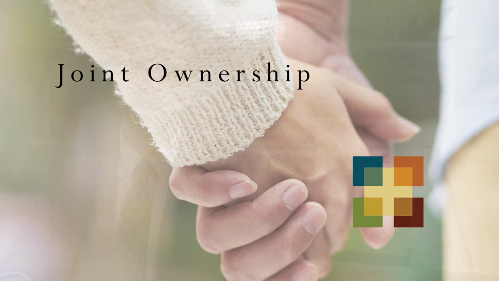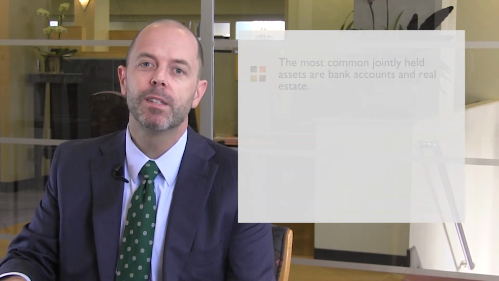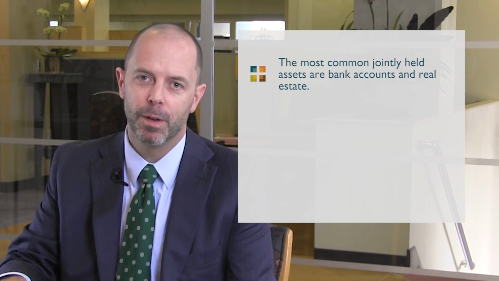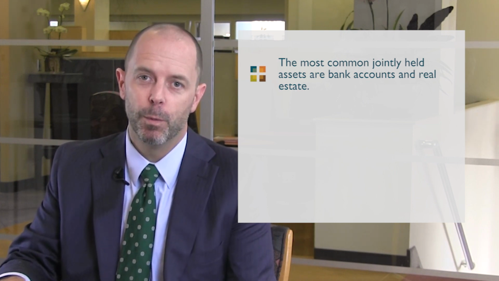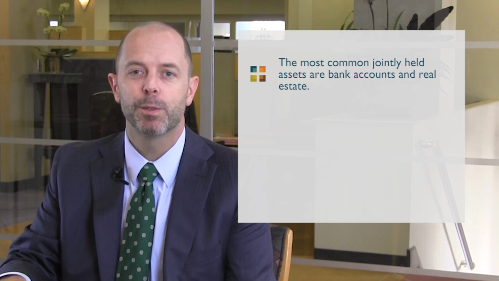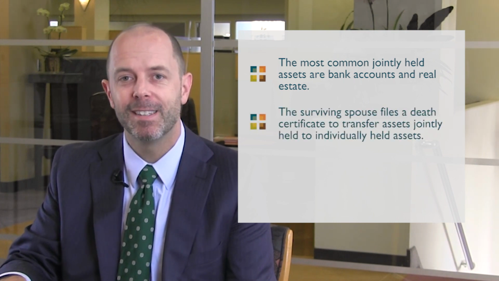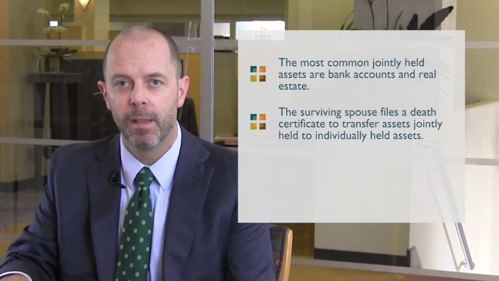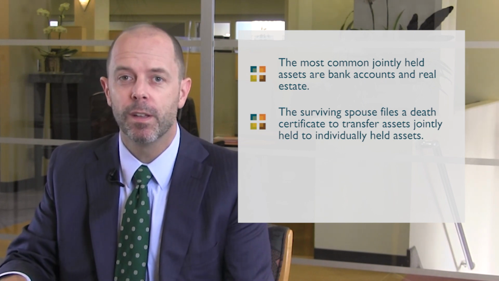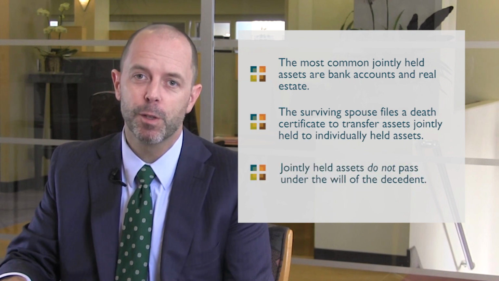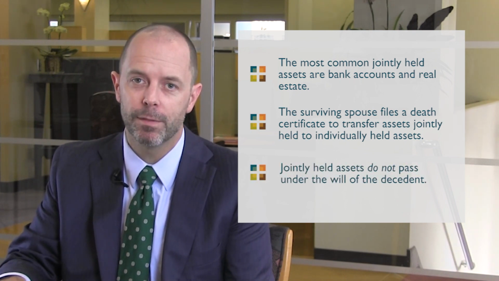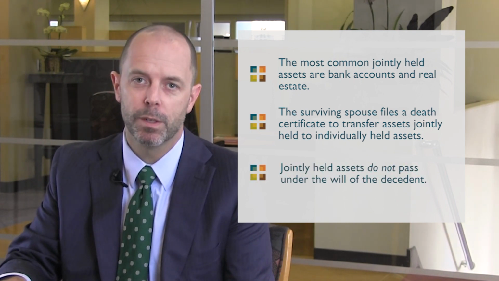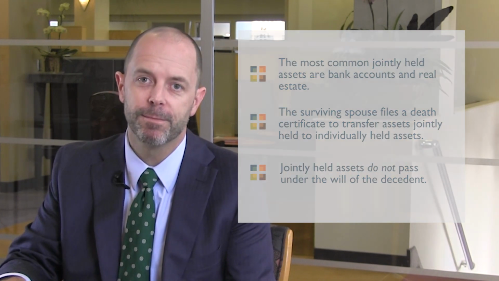One common way that property transfers at death, particularly real estate and bank accounts, is via joint ownership. If you consider the example of a married couple that owns their residence jointly, when the first spouse passes away, the surviving spouse needs to only file a death certificate with the county to take full possession of that property. It's important to note that in this situation, the words and provisions of that first spouse's will are completely irrelevant. The joint ownership is what will control the transfer of that property.